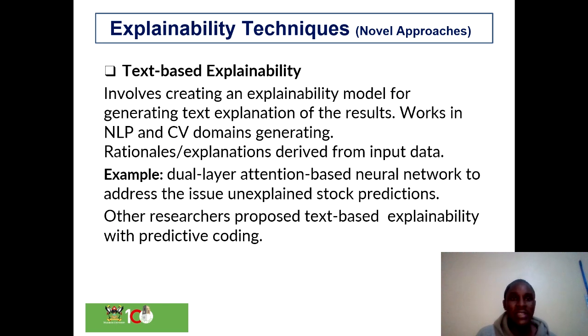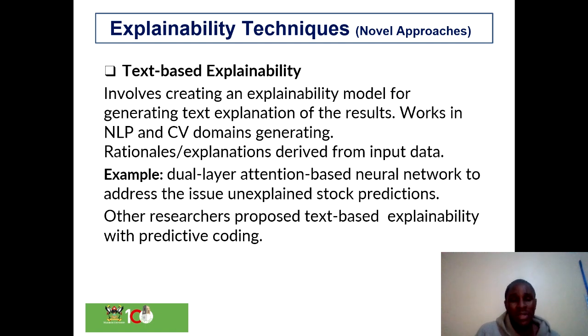So some of the explainability techniques they encountered in their literature. So they were reviewing a bunch of papers, and these papers were suggesting a number of novel approaches. So they were getting these novel approaches and associating them with a particular category. So the first one was the text-based explainability, and this involves an explainable model that generates text explanations for your results. So according to the literature, it works in both NLP and computer vision domains. And the idea is explanations are derived from your input data.